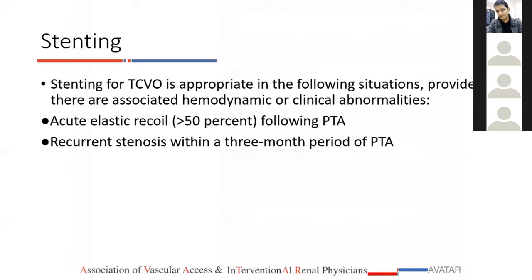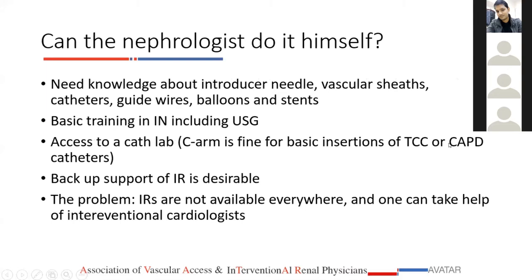So stenting for central venous stenosis is appropriate only when there is an elastic recoil of more than 50% following angioplasty, and if there is recurrent stenosis within a 3-month period of angioplasty. Now the question is, can a nephrologist do it, or do you need some assistance?